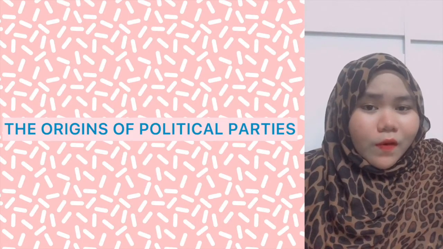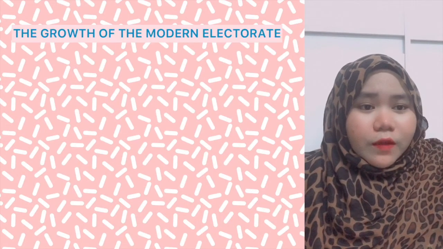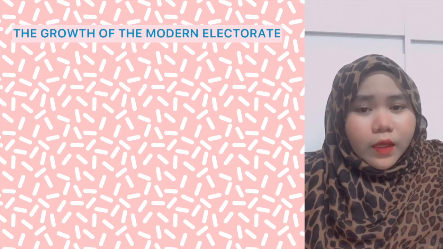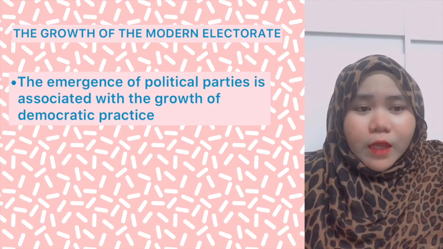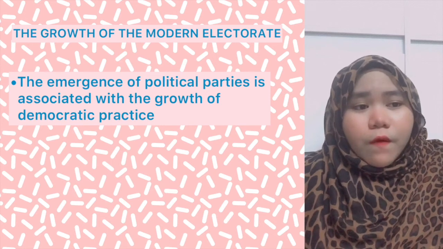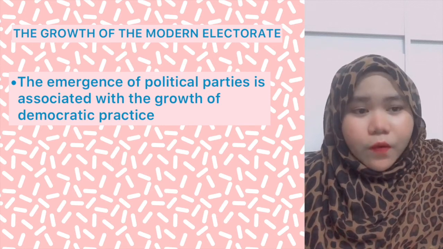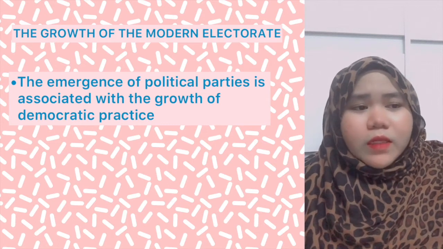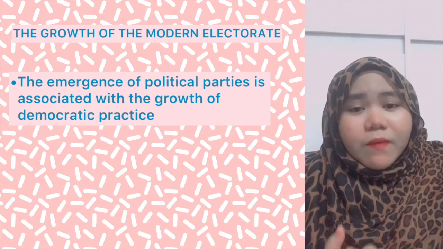Today I'm going to talk about the origins of political parties. The first origin of political parties is the growth of the modern electorate. The emergence of political parties is associated with the growth of democratic practice, meaning when the right to vote became extended and multiplied, the organization of political parties became necessary.